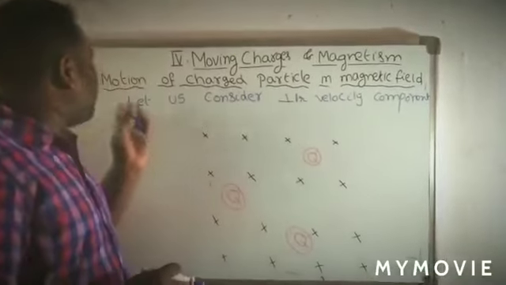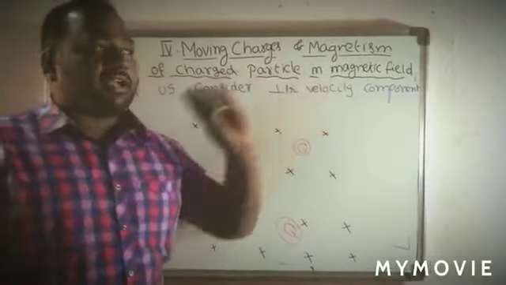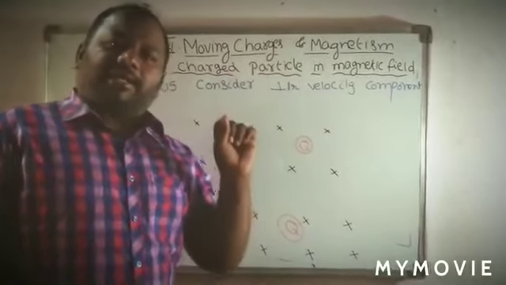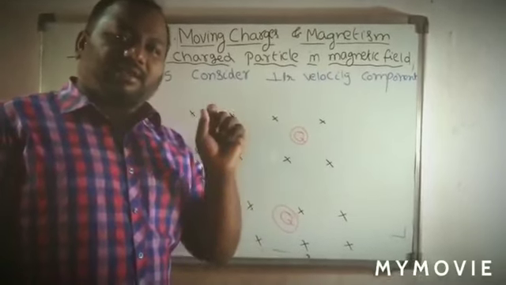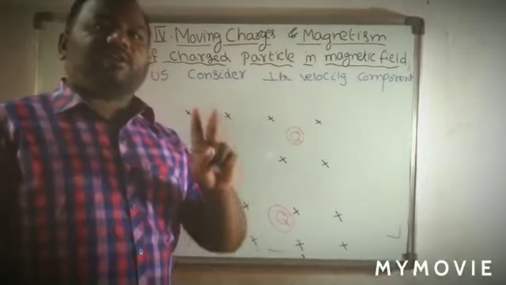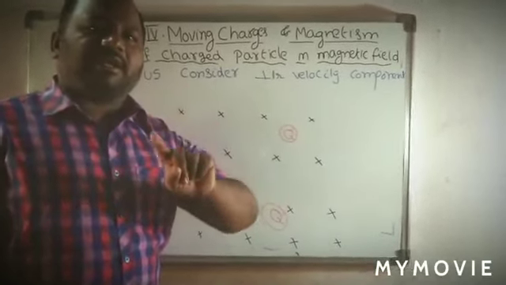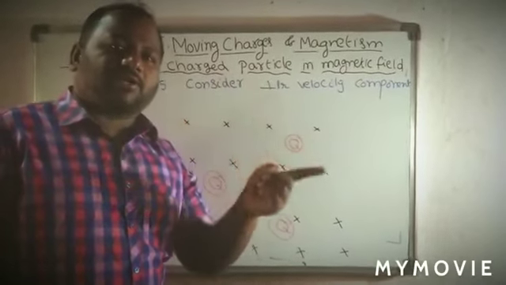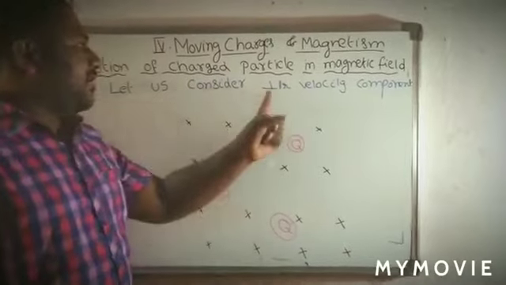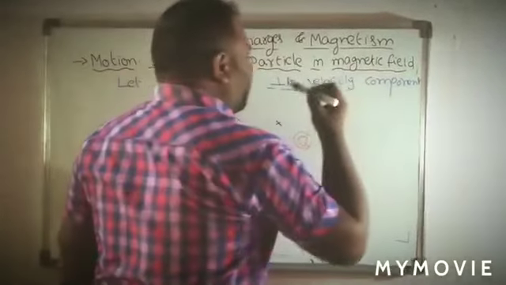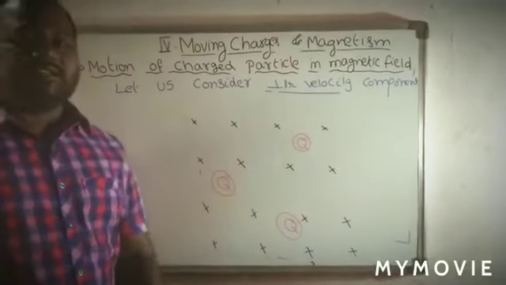First, I find the motion of the charged particle due to the perpendicular velocity component. Remember, any charged particle can be taken. The charged particle has a velocity with two components. One component is along the magnetic field and the other is perpendicular to it. First I take the perpendicular component. When the perpendicular component is present, how is the charged particle moving?